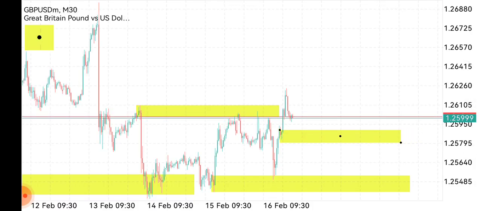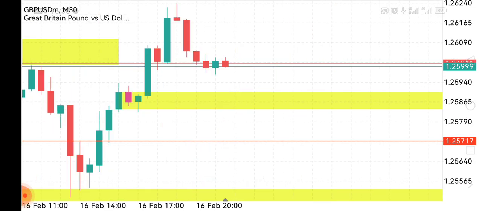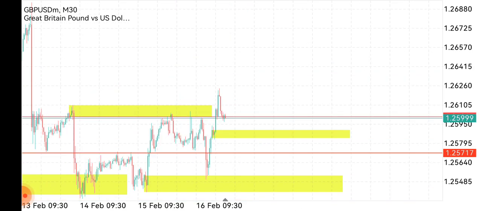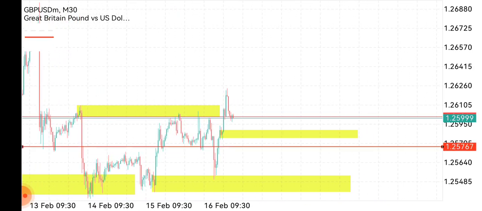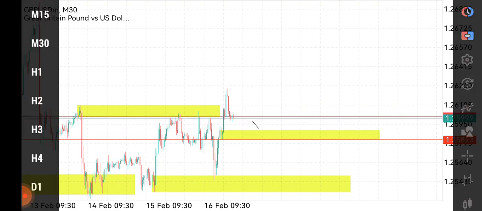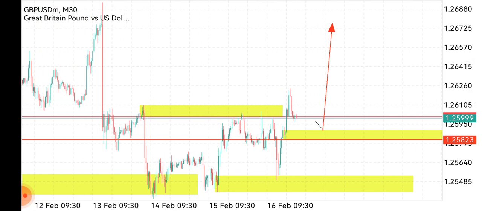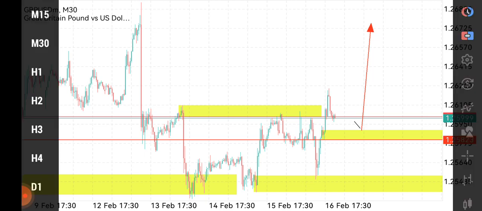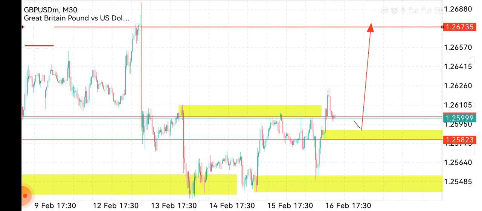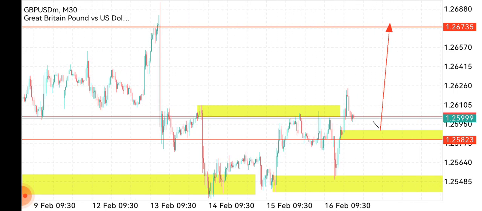I'll wait for the price to come back and retest this M30 block and give me rejections. Once they give me a rejection from this level, when the market opens and gives me rejections there, then I will take a buy on GBP USD all the way to the top. My target is going to be here. This is going to be the target of my GBP USD.